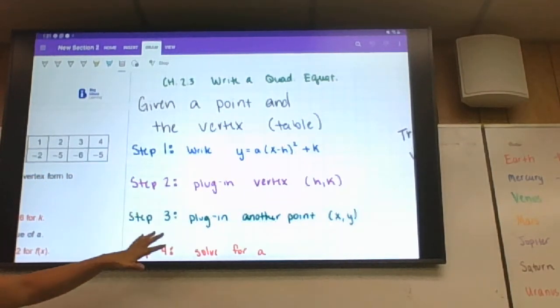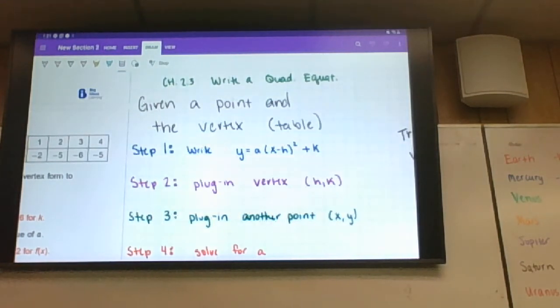You're given another point. That's just a plain old regular point, so we call that XY. You plug that in the X and Y spot.